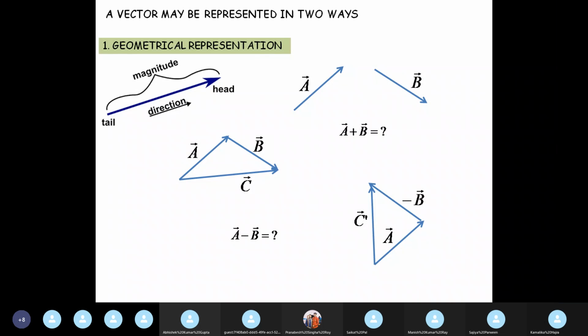vectors. Geometrical representation basically helps us to visualize the vector. When a force is acting on a body, if I tell you it is a force of magnitude 10 newtons and acting in the northwest direction, then you can quickly draw a vector of say 10 centimeters length and draw it in the northwest direction. And you can visualize the vector. This is how the force is acting.